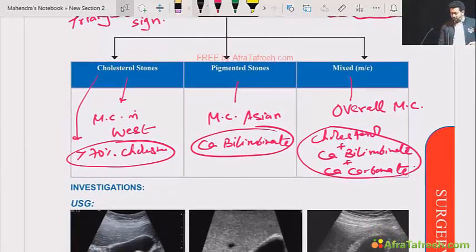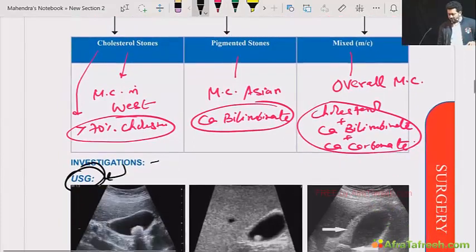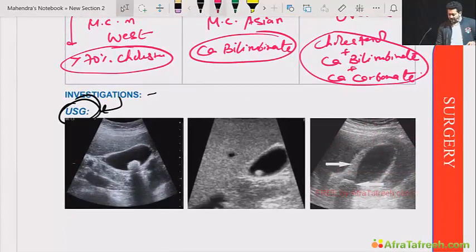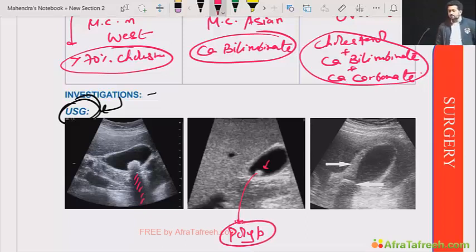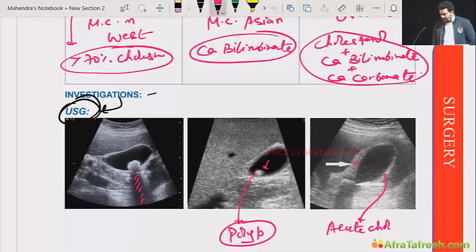Investigation of choice for gallstone, ultrasound. And what will you see on the ultrasound? That there is a hyperechoic stone with the posterior acoustic shadow. This is also hyperechoic, but you cannot see any posterior acoustic shadow, so this is a polyp. This is a gallbladder polyp. And when you see the thickening of the wall, that you will see in acute cholecystitis.